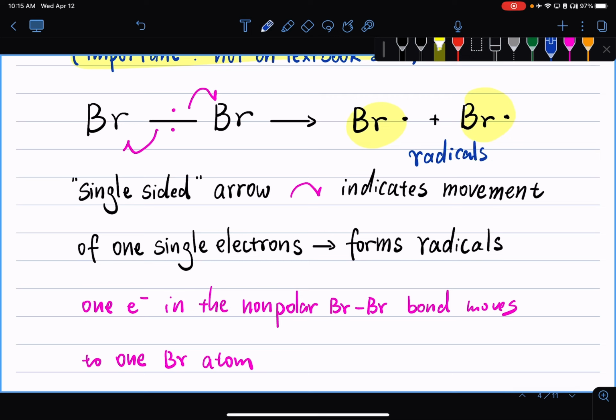Questions? So the question is, what is a free radical? A free radical is just a species with a single unpaired electron. So in this case, if I write out all the electrons of that bromine, this one is a singly unpaired electron.